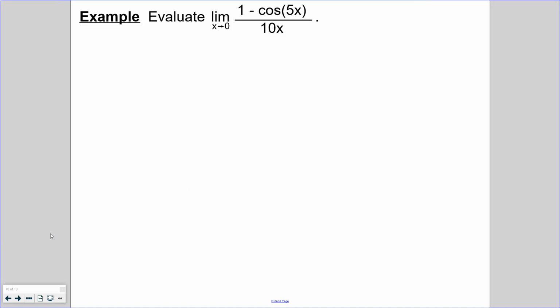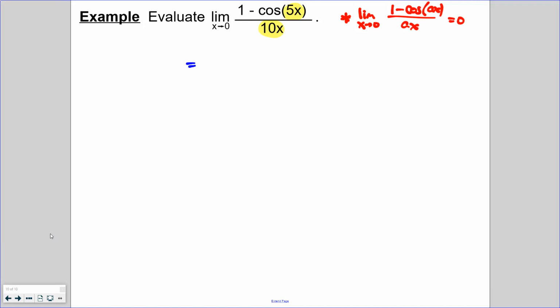Now our final example, we're going to look at the limit as x approaches 0 of (1 minus cosine of 5x) all over 10x. So this one does seem to look close to the limit as x approaches 0 of (1 minus cosine of ax) over ax equals 0. However, our expression inside the cosine does not quite match the expression in the denominator. So we need to think, is there any way that we can turn 10x into 5x?